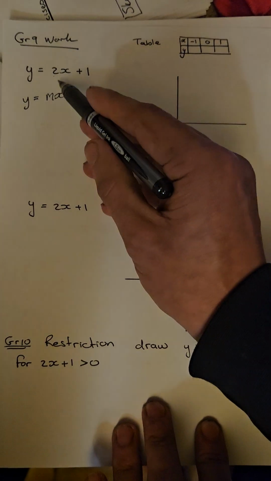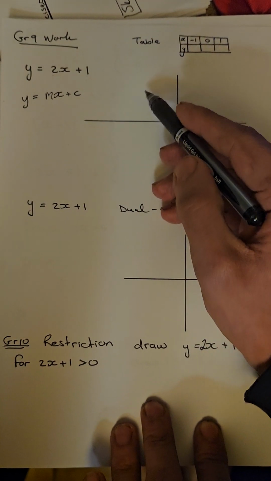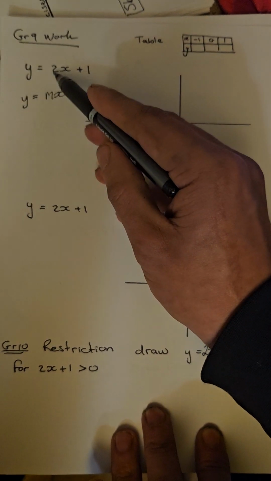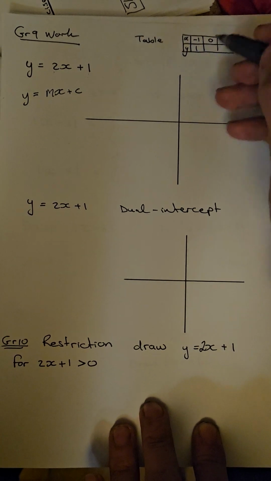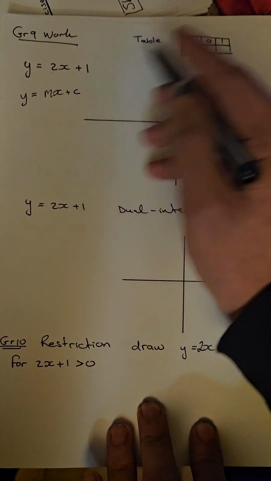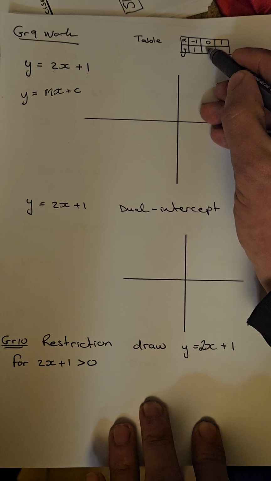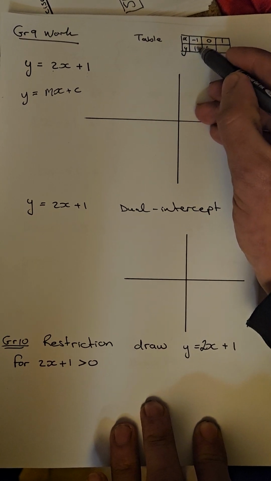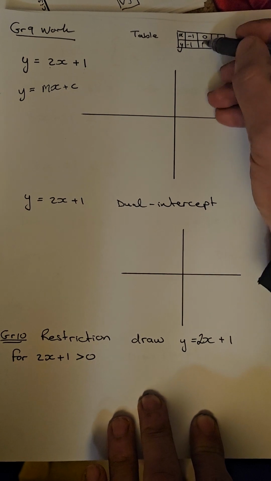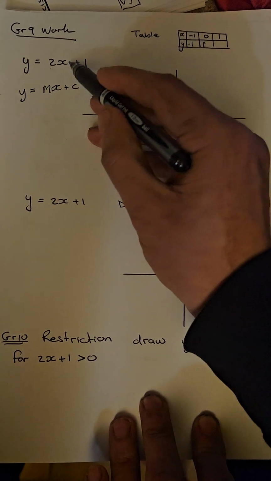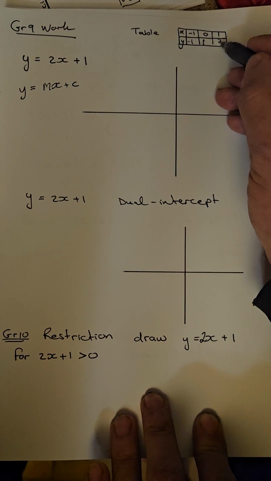for x, substitute those x's into our formula. So 2 times -1 is -2, plus 1 gives me -1. 0 plus 1, this gives me 1. And then 1 times 2 plus 1 gives me 3.